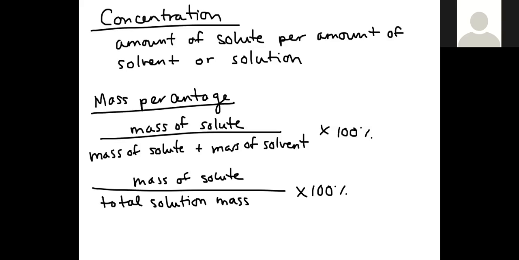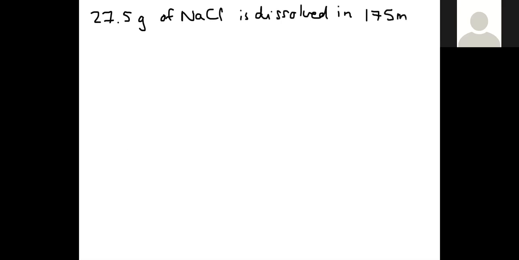All right, let's do an example of this. I could say 27.5 grams of NaCl is dissolved in 175 mL of H2O, and that H2O has a density of 1.00 grams per mL. Okay, so in order to determine the mass percentage, what do I have to do with that volume? Convert it into mass. You have to convert it into grams.